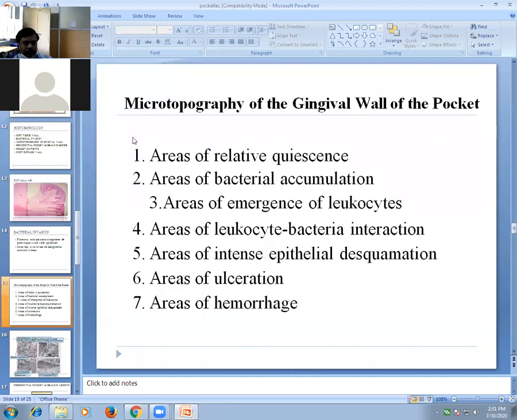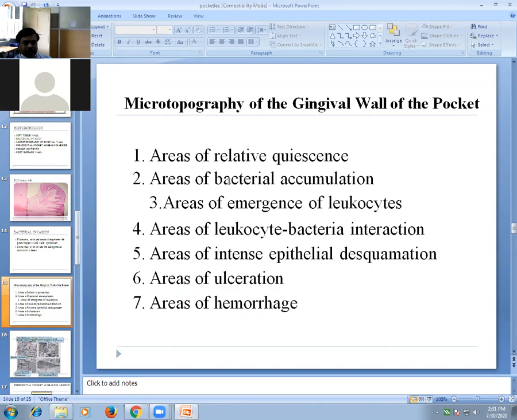Coming to the microtopography of the gingival wall of the pocket, there are different types of zones we will see. You have an area of relative quiescence, meaning there will be some depressions where microorganisms start accumulating. After that, the area of bacterial accumulation, where bacteria start coming and accumulating.